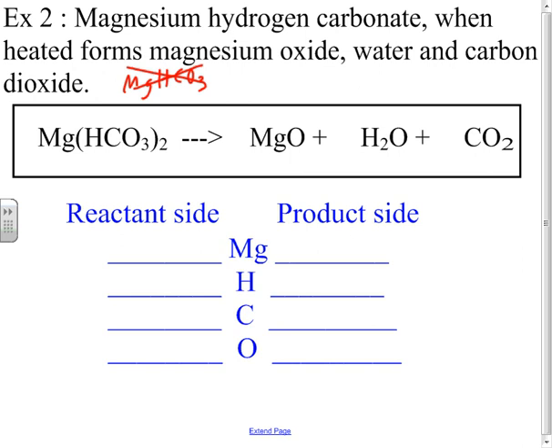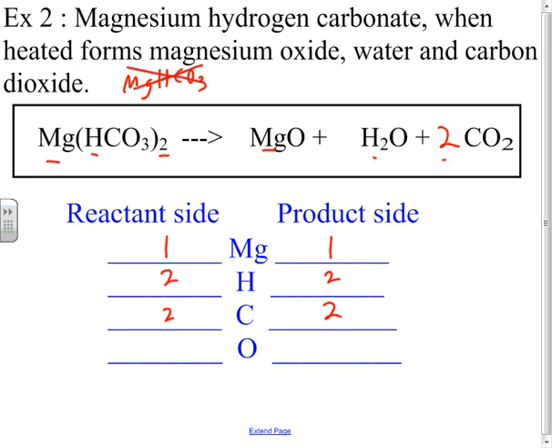And so right now we've got 1 magnesium on the reactant side, 1 magnesium on the product side. They are balanced. You've got 2 hydrogens on the reactant side, and you've got 2 hydrogens on the product side, so they're balanced. You've got 2 carbons on the reactant side. Again, this whole thing has to be multiplied by 2, and you've only got 1 on the product side, so we need to put a 2 over there to get 2 carbons on the product side.